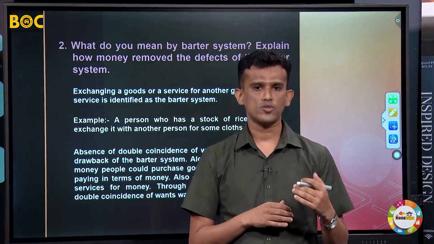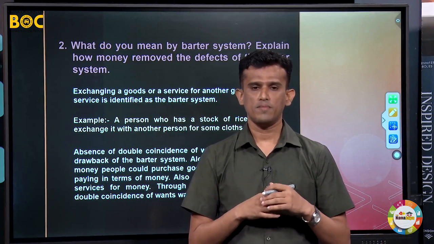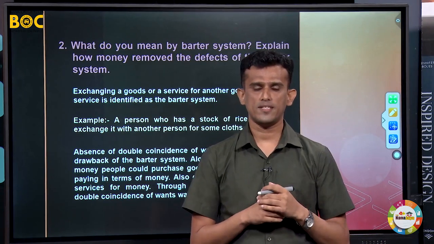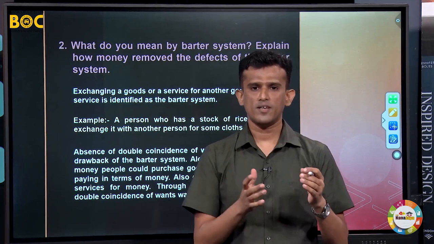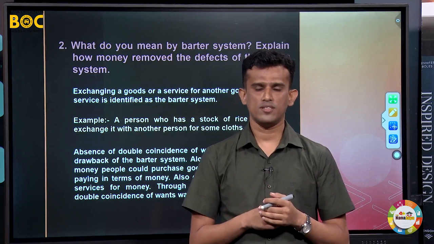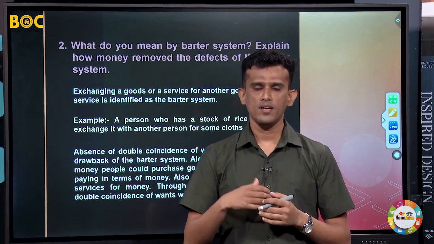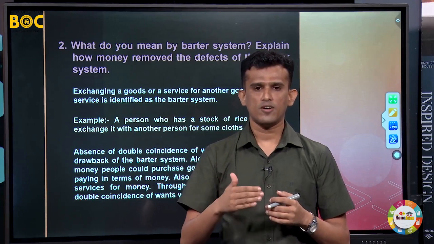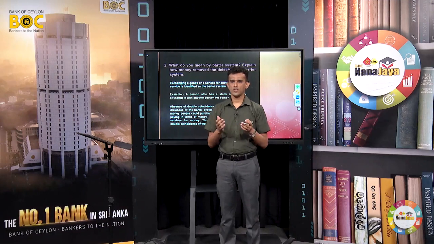But apart from these two major drawbacks of the barter system, not being able to divide into small parts was a drawback. But with the use of money, like there are different valued currency notes and coins, so the divisibility is there along with money. And difficulty of carrying or transporting from one place to another place was also a major drawback of the barter system.